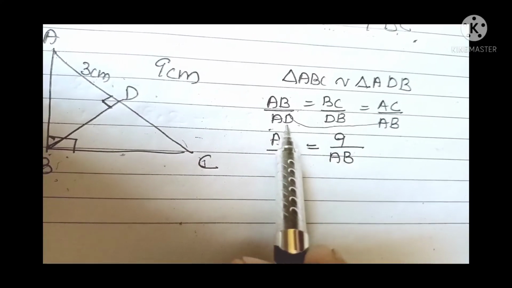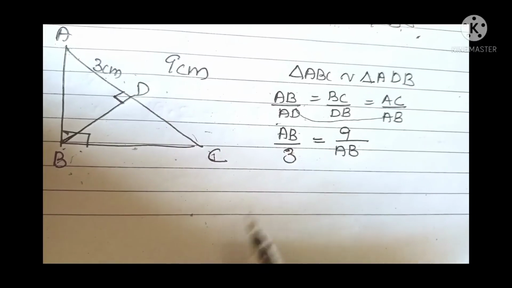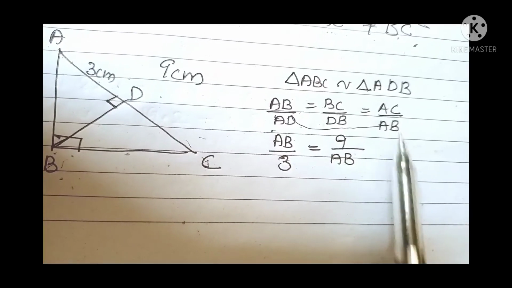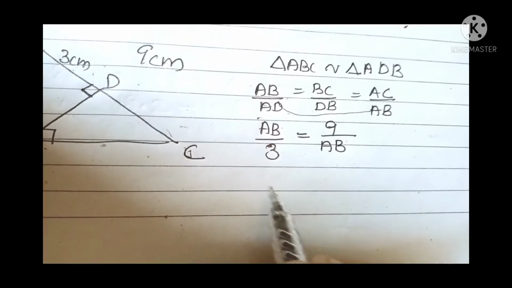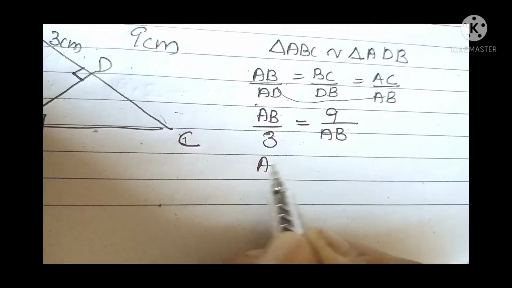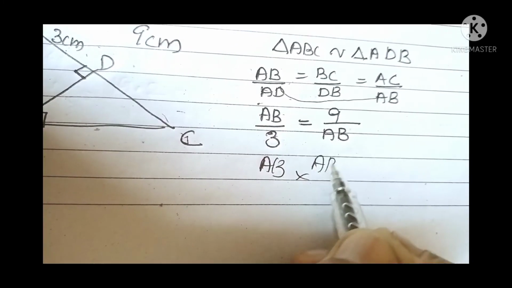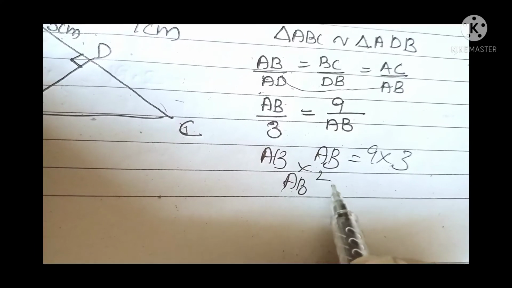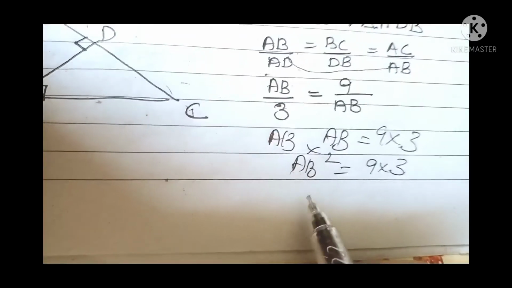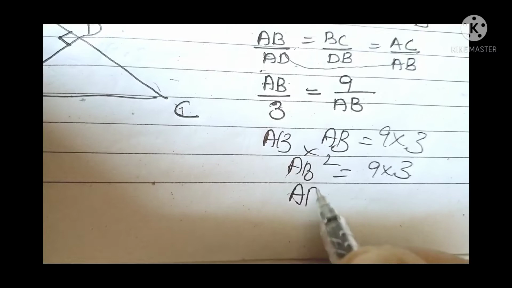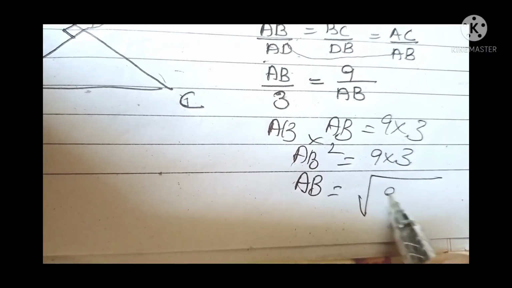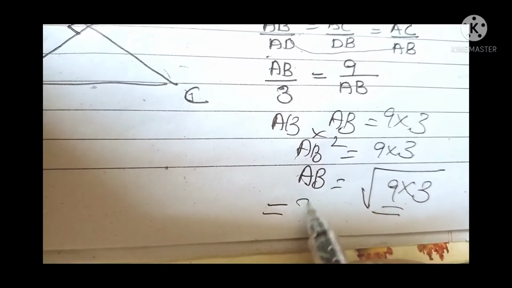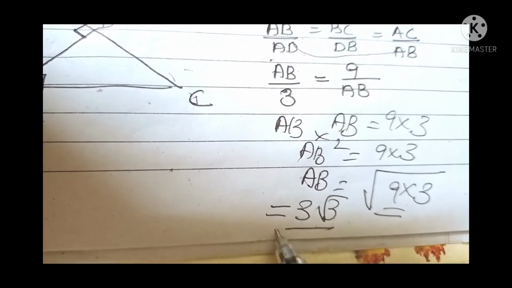AD is given as 3, so AB by 3 equal to 9 by AB, since AC is 9. The next step, we cross multiply. That is AB into AB is equal to 9 into 3, that is AB square is equal to 9 into 3. So we can find the value of AB as square root of 9 into 3. Root 9 is 3, so the value of AB is 3 root 3.